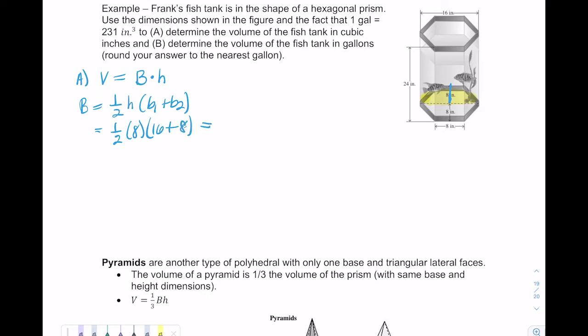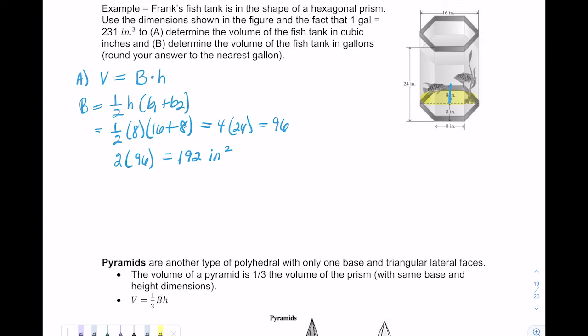So half of 8 is 4. 16 plus 8 is 24, and 24 times 4 is 96. So I know that the one trapezoid, the yellow one, is 96. I need the area of the hexagon to get the area of the base. So it's made up of 2 trapezoids, so all I'm going to do is double 2 times 96, and that's going to give me the area of the base, or big B. So 2 times 96 gives us 192. And of course, its area, it's inches squared.